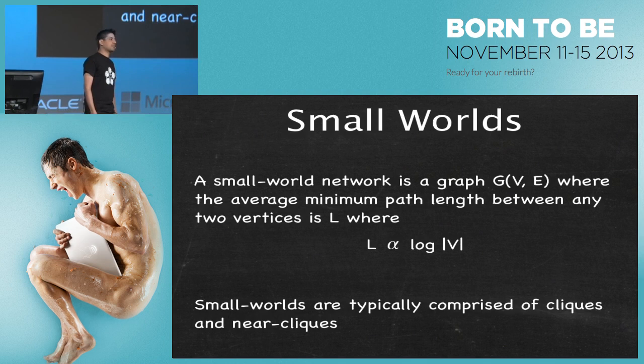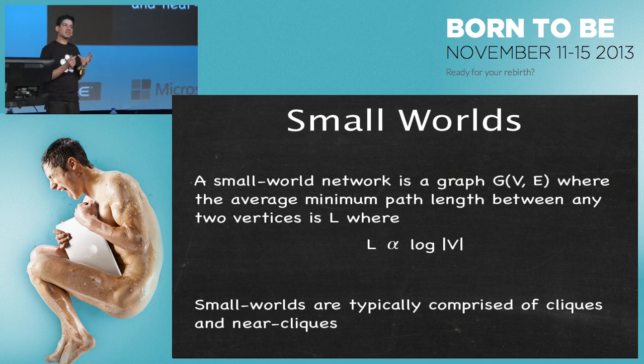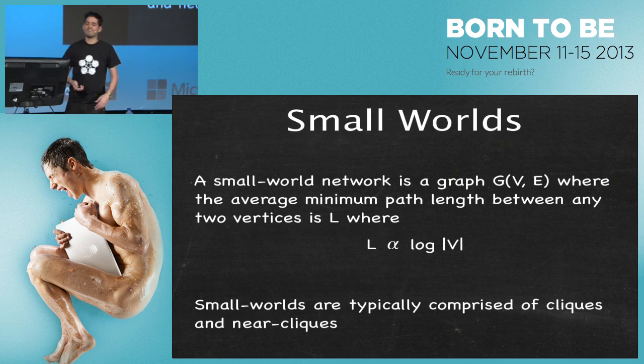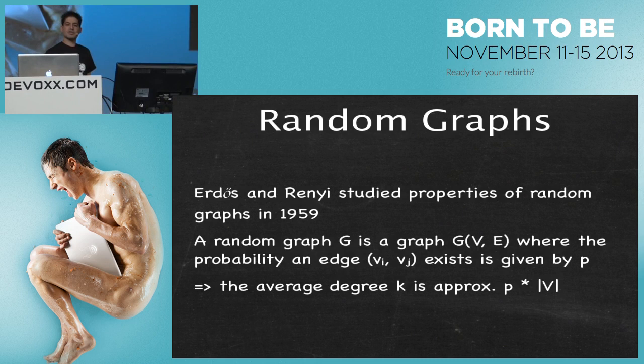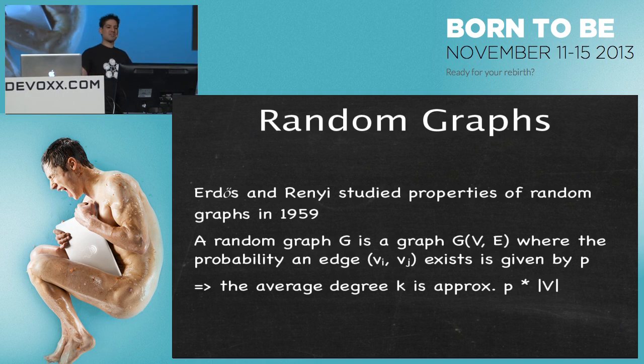So small worlds, like I said, are typically comprised of cliques or near cliques. A near clique is, if you added a couple more edges, it would be a clique. The way that we started learning about these was through random graphs. Erdos and Rényi, who are probably famous for the Erdos number, which is like the Kevin Bacon game, how many degrees of separation have you got?